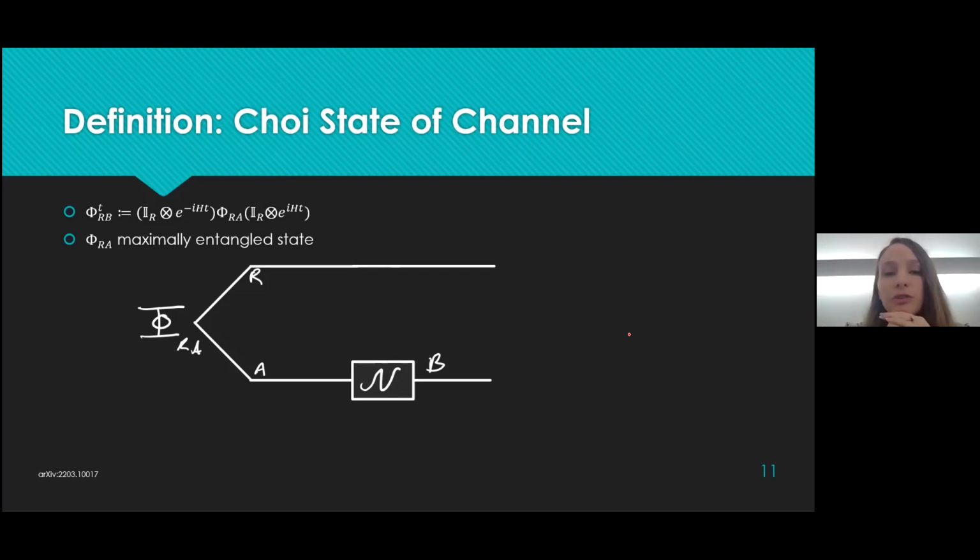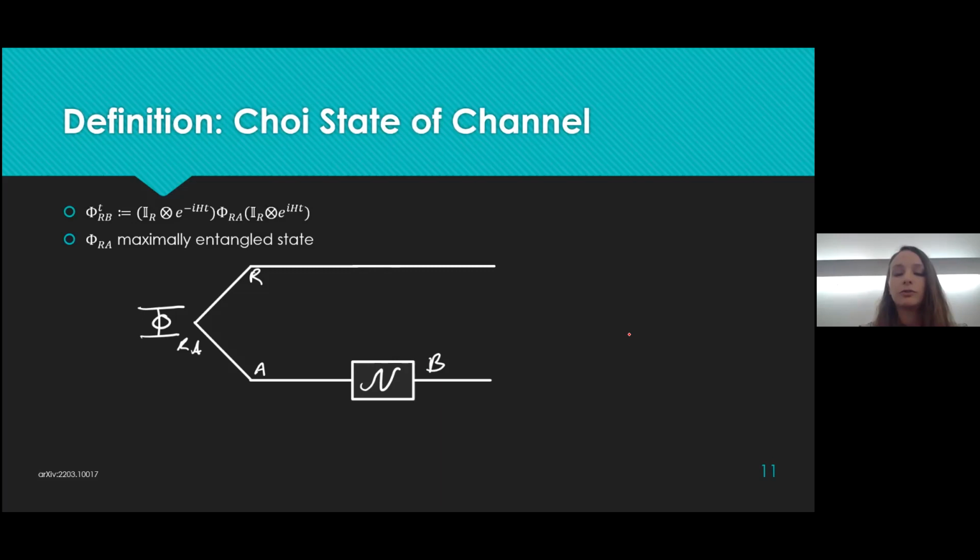Now I need a way to test for covariance. Well, it is a known result that you can do this using something called the choice state of the channel. So what is the choice state of a channel? Basically, you take a maximally entangled state, think Bell state, you take half of the state and send it through your channel, and the other half goes through a reference system.